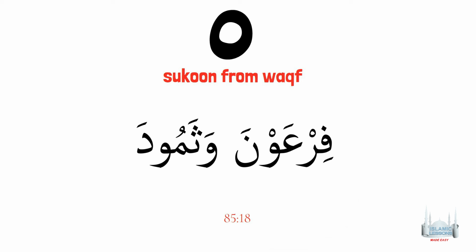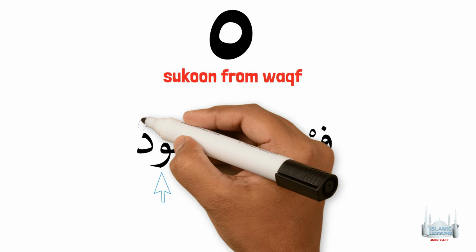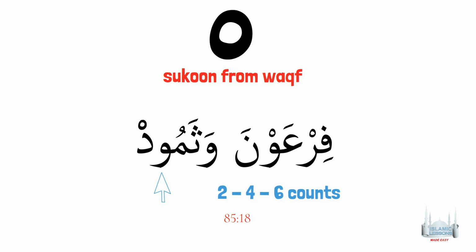Another example, we see a long vowel. When we come to a stop, we change the last vowel to Sukoon, as per the rules of waqf. The verse reads Fir'auna wa Thamud. Or if you want to recite it longer, Fir'auna wa Thamud. Don't forget, after choosing one, we must be consistent with that number.